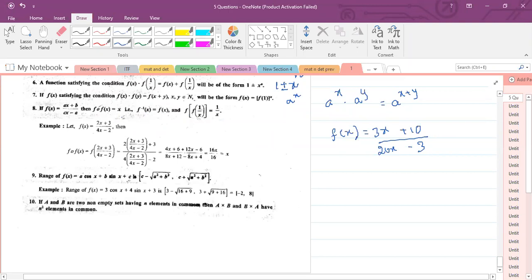So they may give in CET, f of x is equal to 3x plus 10 divided by 20x minus 3. Then find f of 1 by 10. They may ask this. Then the answer will be 1 by 10 itself, because f of 1 by x is equal to 1 by x itself.